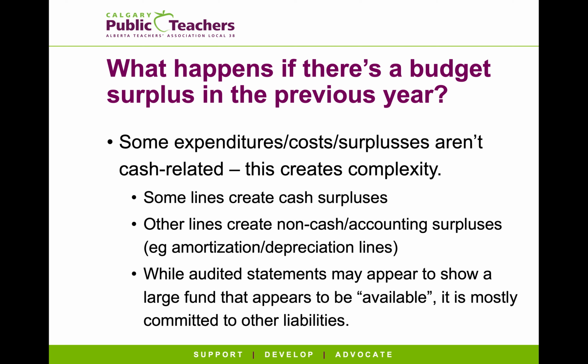Several expenditures, costs, or surpluses are not cash related as a result. So this creates some additional complexity. Some lines do create cash surpluses, but others, such as amortization and depreciation lines, do not. These are non-cash values. And so while the audited financial statements might appear to show a large fund that seems available, it is mostly committed to other liabilities, such as non-cash items.